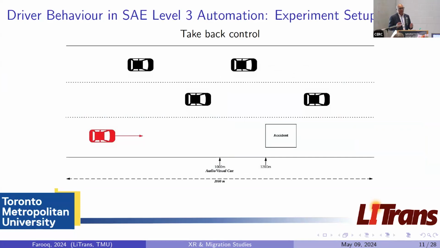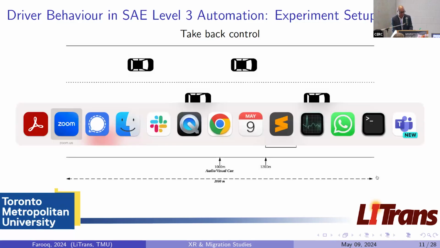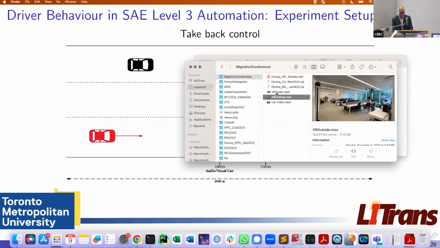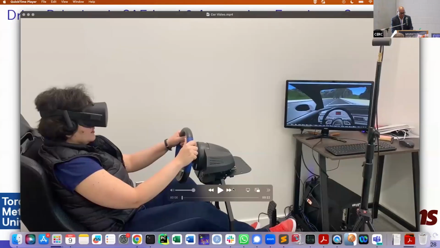So, for instance, there's an accident happening downstream, and the automation is able to figure out that, oh, there's something wrong down there, but I don't know how to deal with this situation. And it can prompt the driver to take back control, and the driver needs to take back control, slow the vehicle, maneuver into the other lane so as to avoid the accident. Just to show you how it looks like, it would be something like this.